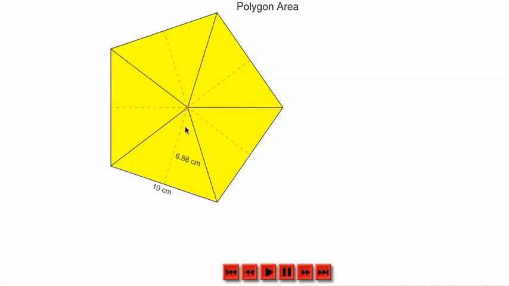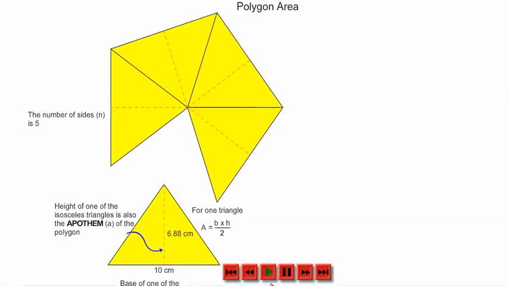So we have a base and a height. So if you're given the base, or the side length of your polygon, and you're given the apothem, which is the height of one of these isosceles triangles, you can easily figure out the area, right? Base times height divided by 2 times the number of triangles you have. It's that easy.